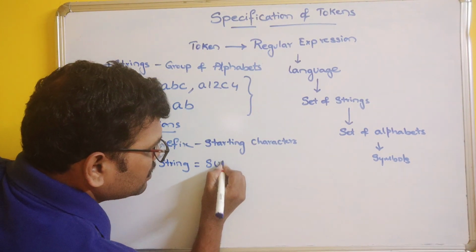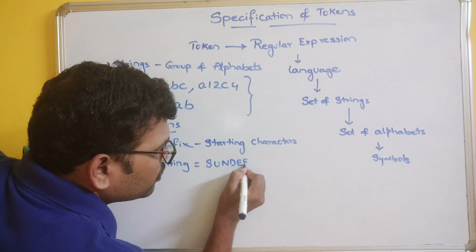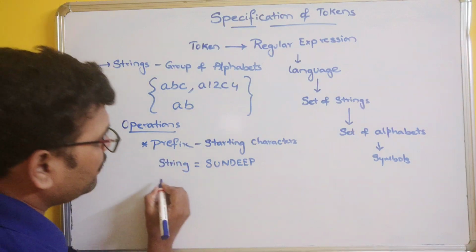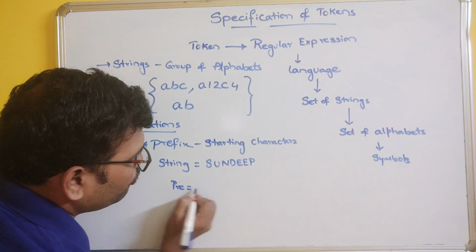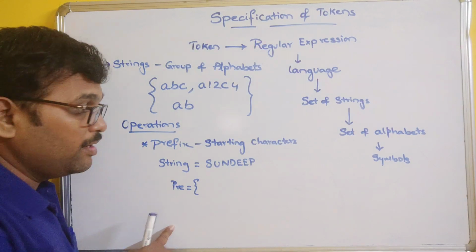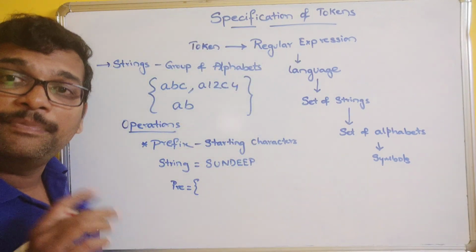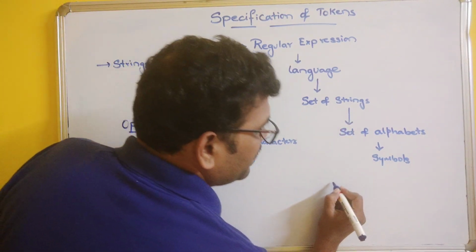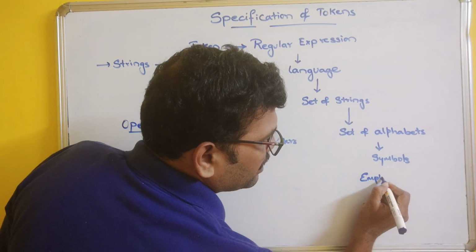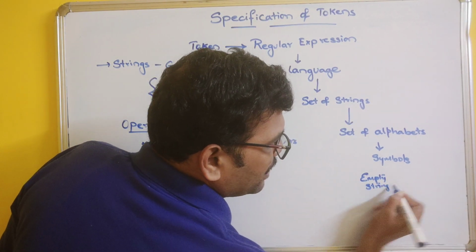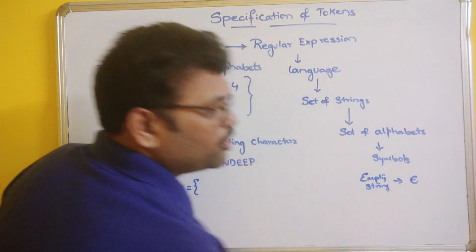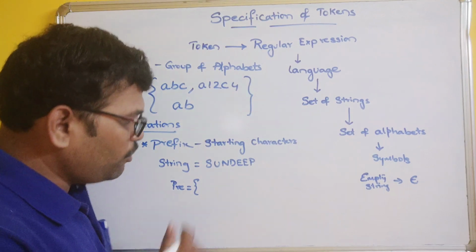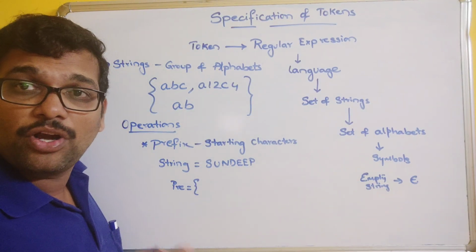Here, for example, if you consider the string as, see, I'm writing my name, Sundeep. Now the prefix will be, first one is an empty string. For example, here the empty string is represented as epsilon. Epsilon is nothing.